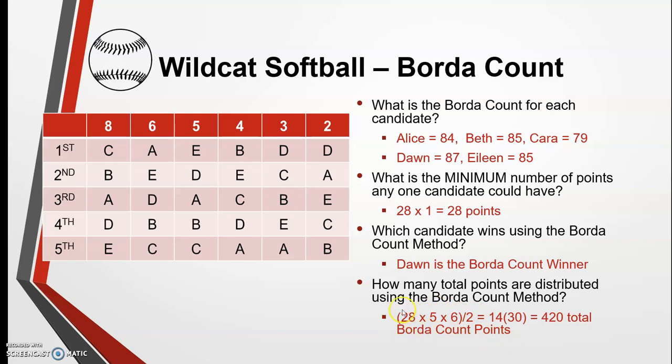Now, don't let this calculation throw you off. What all of this is, the 28 represents V, the voters. 5 represents N, the number of candidates, and 6 is N plus 1. And you'll notice that from here to here, all we did was divide 28 by 2. That's where the 14 came from. And 5 times 6 is 30, so that's where the 30 came from. And then when you multiply those together, you get 420.